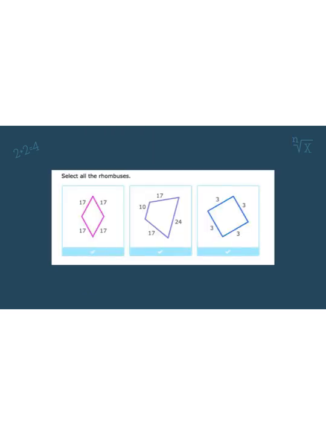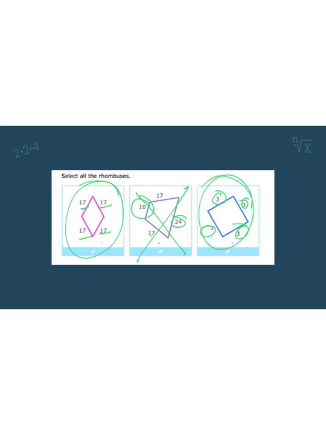Okay, select the rhombuses. So all of them have four sides. Now we have to see, do they have the same length? 17 is one side, 17, 17, 17. This would be 1. Here we've got 17, 17, but then we've got 10 and 24. Since they're not all four the same, that is not a rhombus. And here we've got all the same sides. This is also a rhombus.